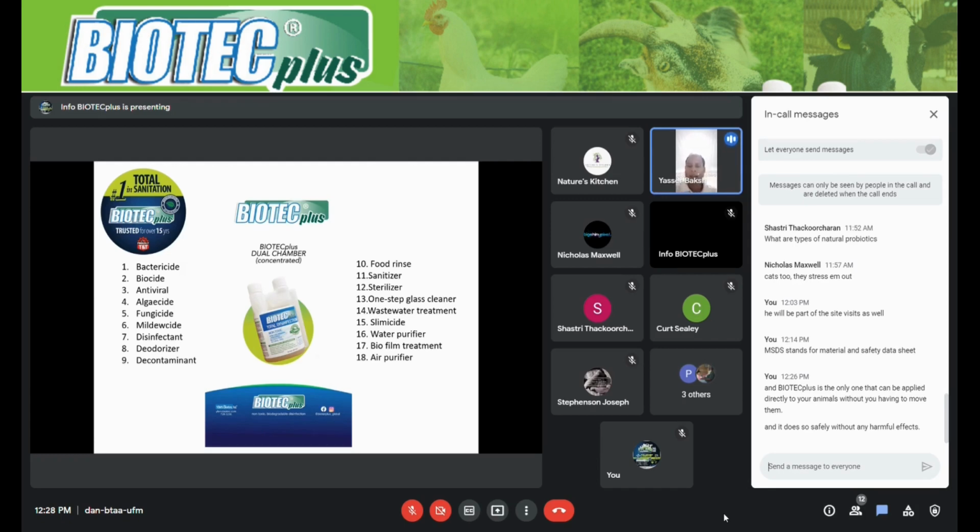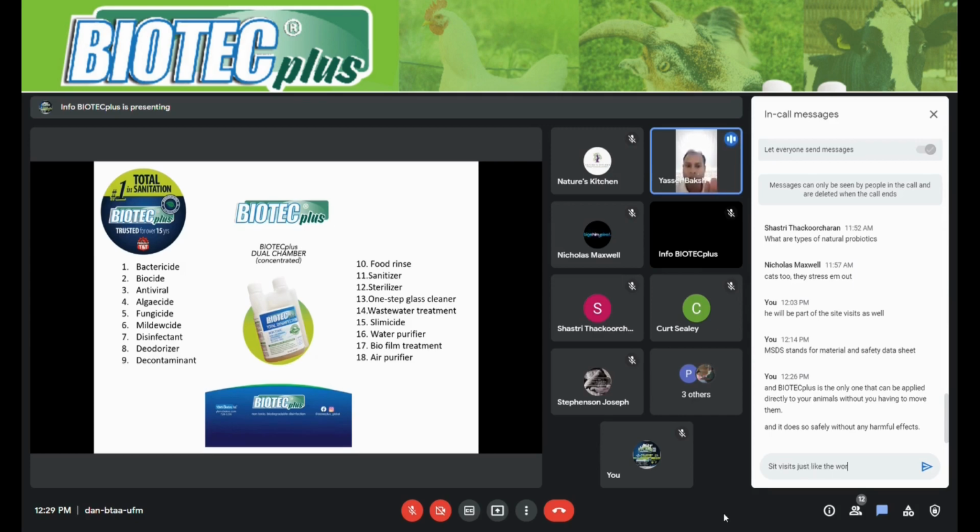It is a sterilizer. What would we sterilize? We would sterilize all of our application systems that would be used to wash our water troughs, our hoses, our food containers, anything that we would use to typically transfer material from one area to the next. Again, that would also be a one-step glass cleaner. And note it says one step, which means BIOTECplus does not need to be washed off.